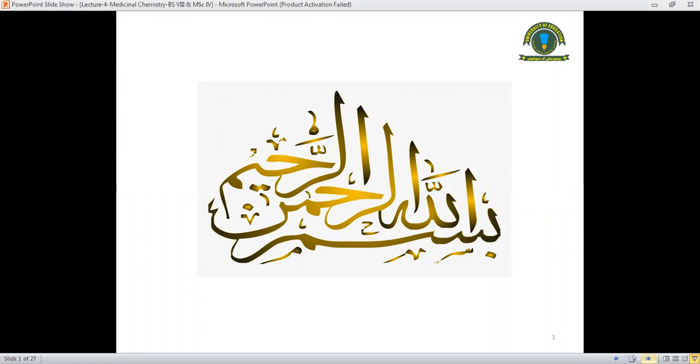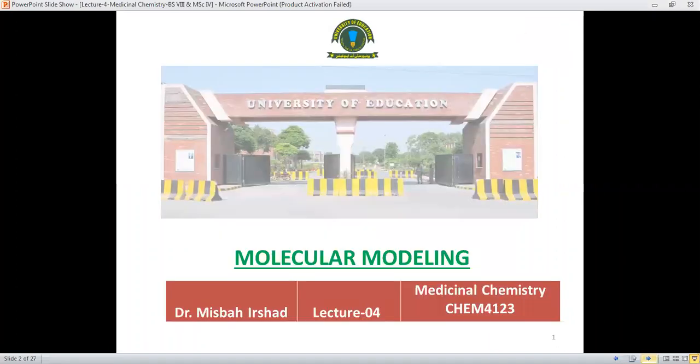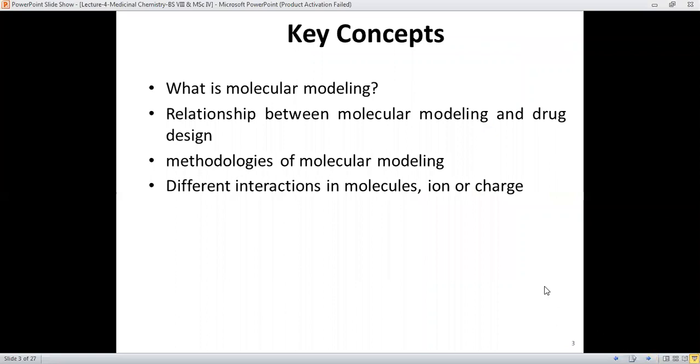Today we are going to discuss the new topic, which is about molecular modeling. The key concepts underlying this topic are: what is molecular modeling? What is the relationship between molecular modeling and drug design? What methodologies are used for molecular modeling? And what are the different interactions in a molecule, ion, or charge?